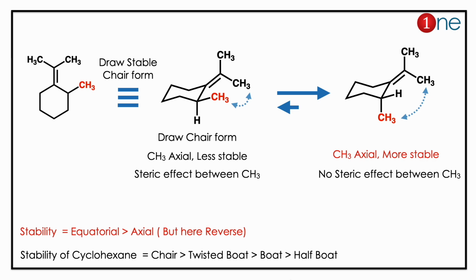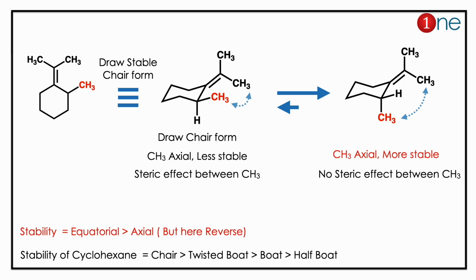Here, if you look at it, cyclohexane is there. For cyclohexane, the chair form is always more stable. Twisted boat and half boat come later. So let us draw cyclohexane first. Then the real question comes: where the labeled methyl group comes. The methyl group can come in axial or equatorial.